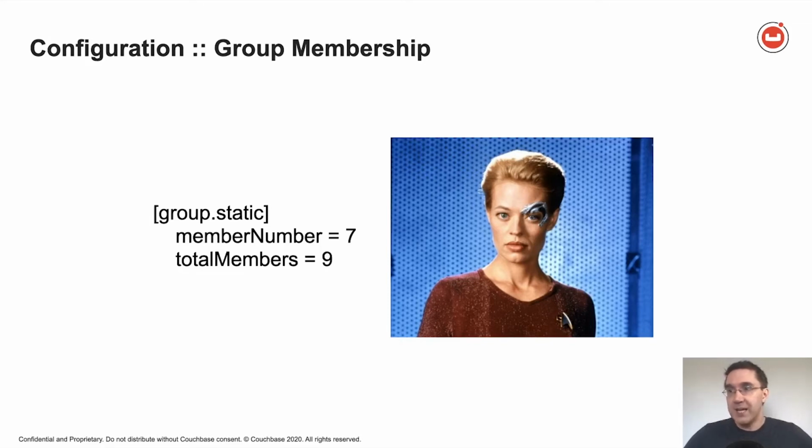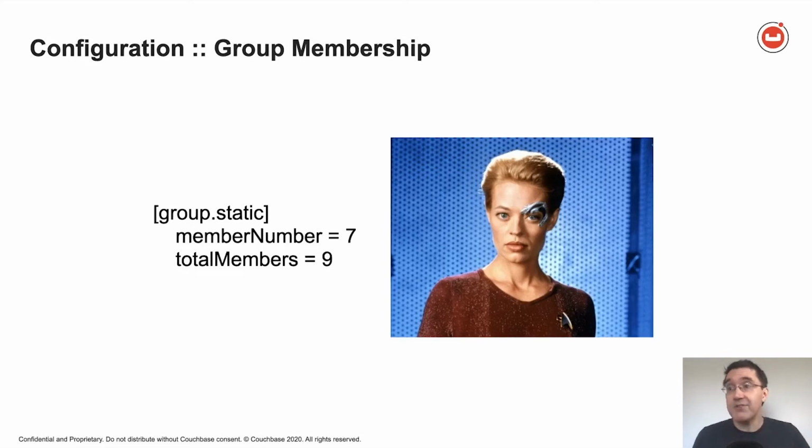In addition to a group name, the connector instances need to know the total size of the group and their own rank within the group. The connector uses those two pieces of information to determine which Couchbase bucket partitions it is responsible for. So for example, if there are two members in the group, each member should handle half of the partitions. Which half? Well, member number one says, I'm the first member, so I'm going to be responsible for partitions 0 through 511. Member number 2 takes the second half, 512 through 1023.